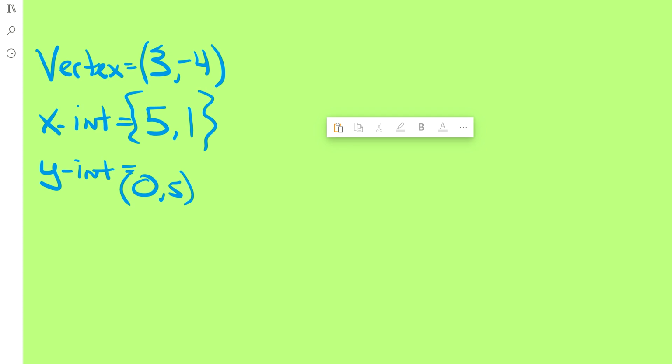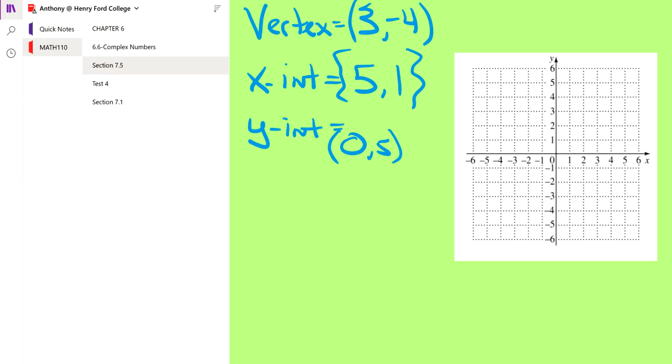So here's my graph I'm going to use. The vertex is at 3, negative 4. So I go over 1, 2, 3, and down 4. Just a little dot there. My x-intercepts are 5 and 1, or 1 and 5. So the 1 is here, 5 is here.